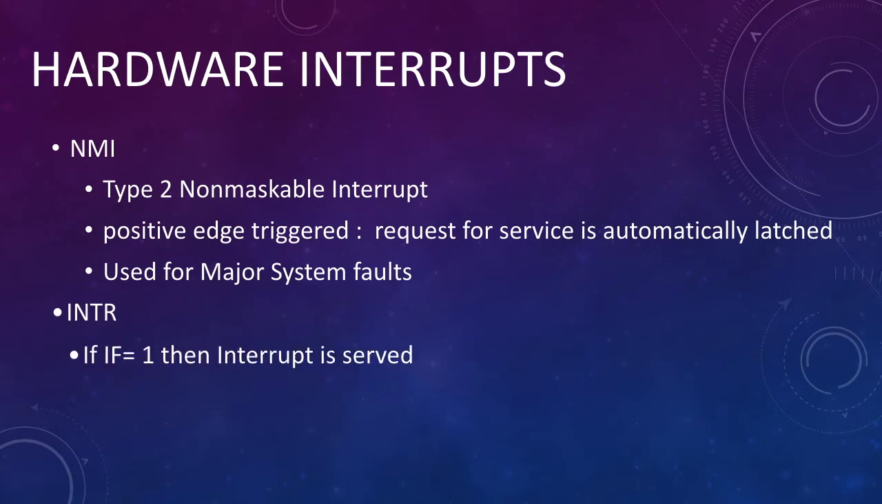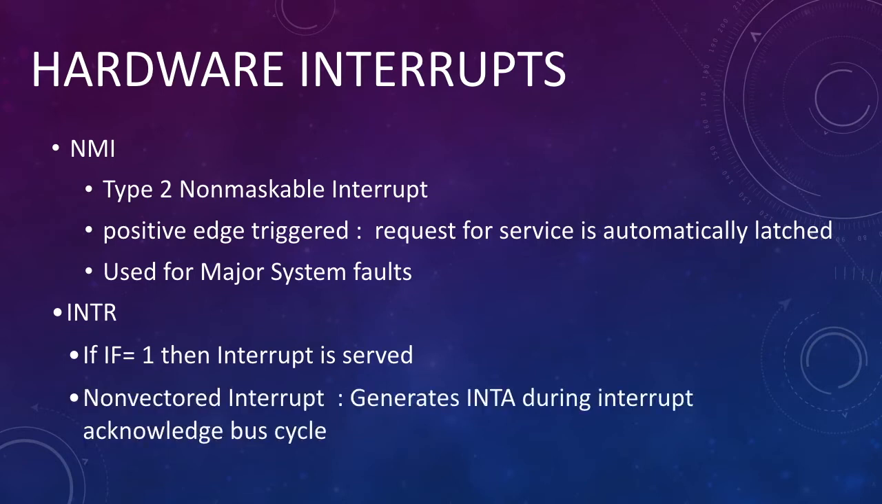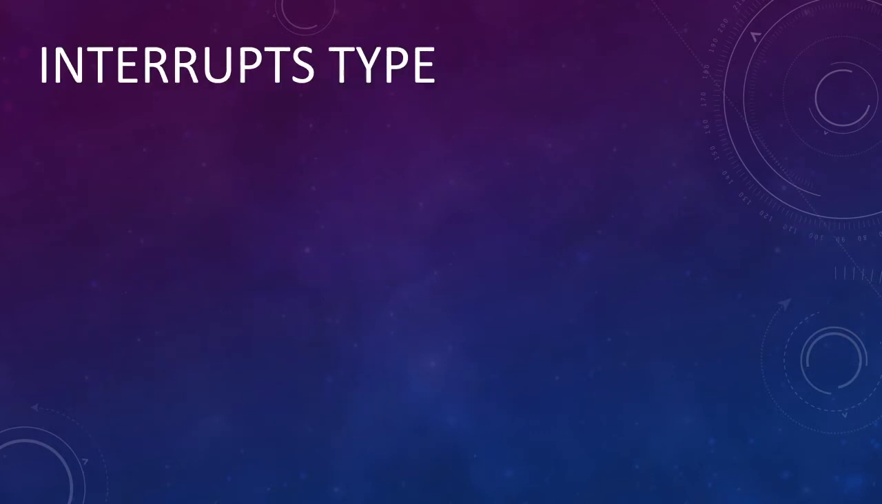When the interrupt flag is 1, only then is INTR served, because it is a maskable interrupt. It's a non-vectored interrupt, so the 8086 generates INTA, interrupt acknowledgement, when it receives INTR. Let's see the different types here.